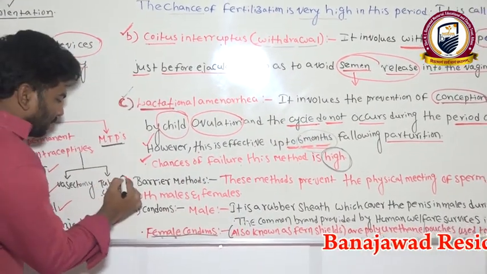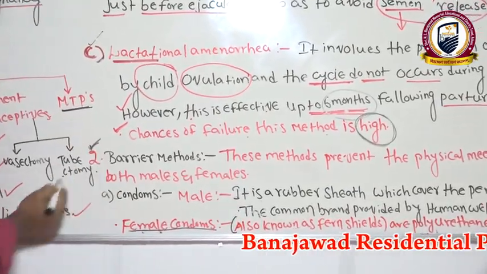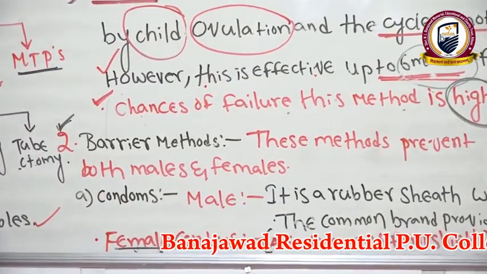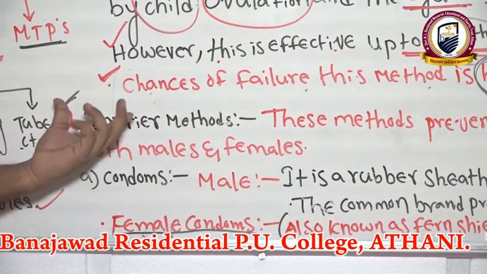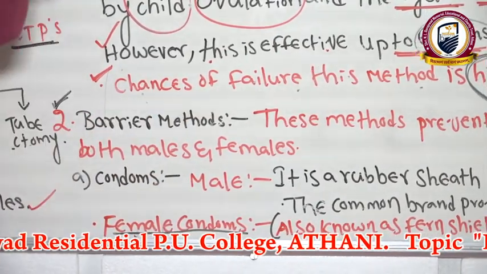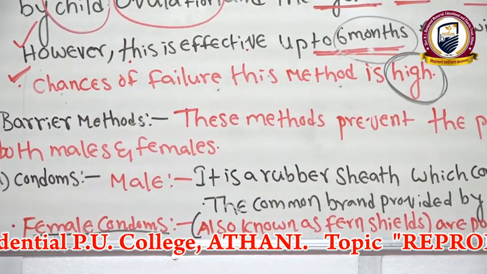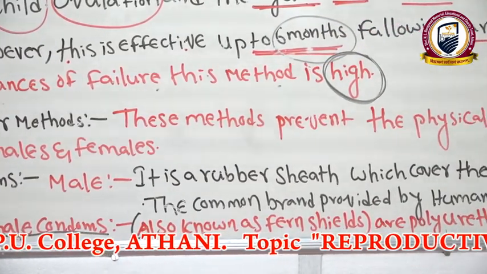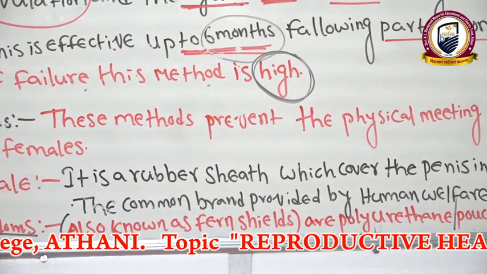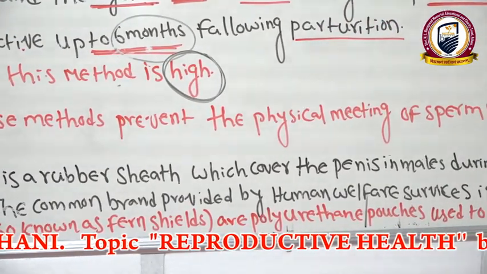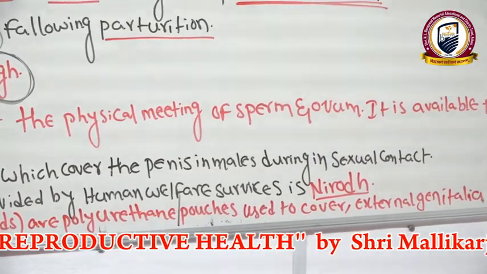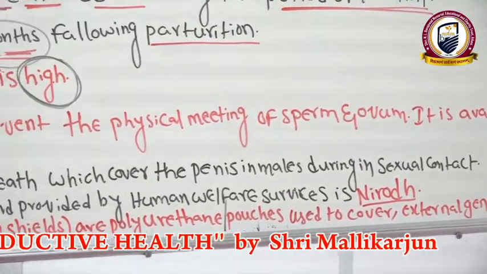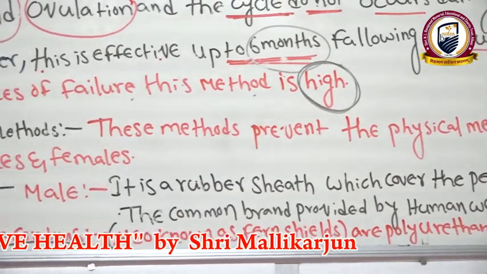Now we'll move to the barrier methods. In this method, barrier means nothing but some physical obstacle presented in the vagina or cervix of the female, which affects the fertilization. It interferes with fertilization, so that preventing pregnancy is possible.